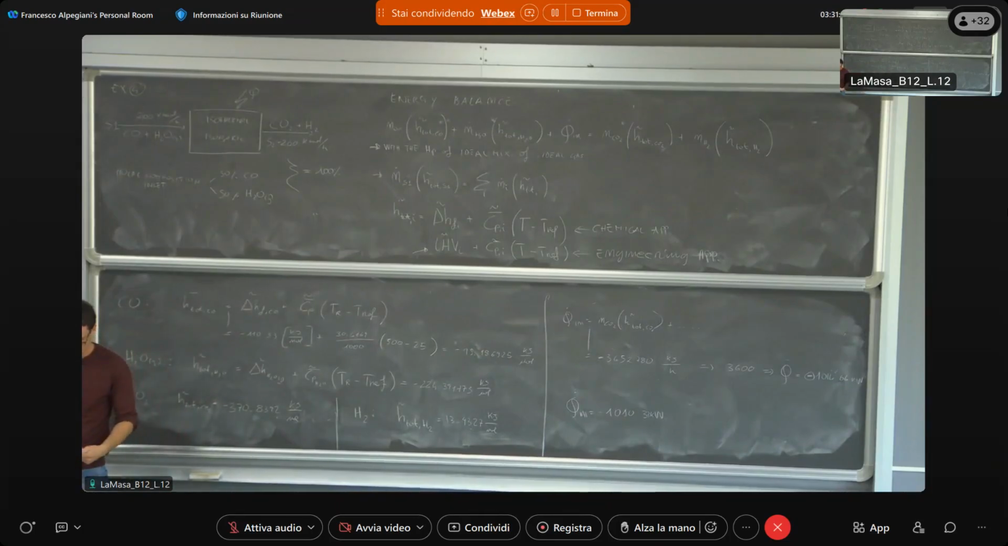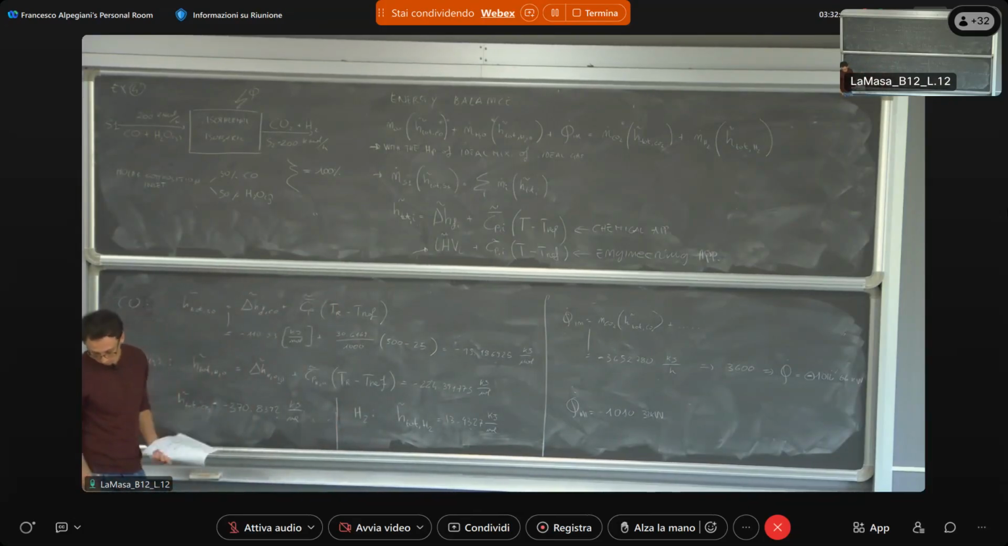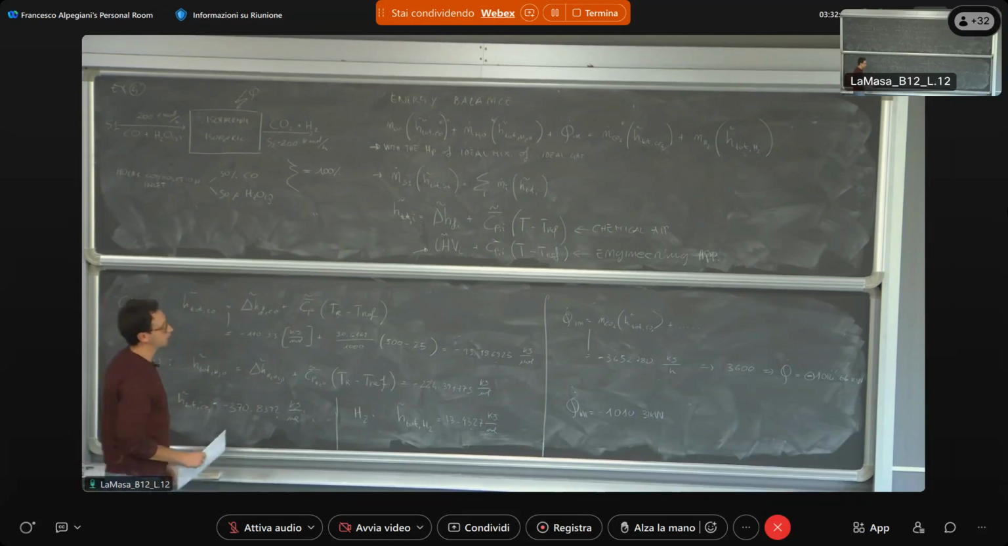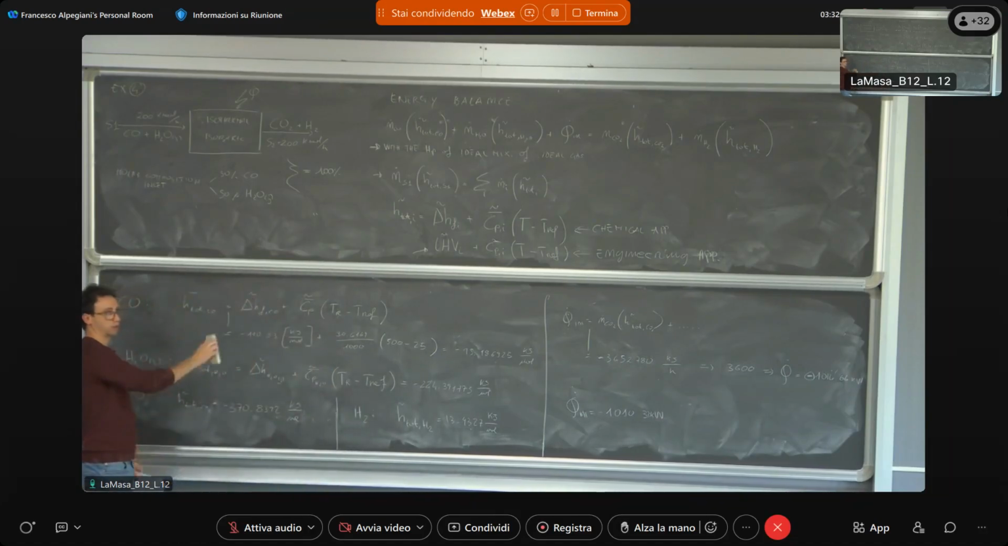Then you have to do essentially the same for the case in which the conversion of the CO is lower, equal to 85%. So, without writing everything again, can I withdraw this part? No? Okay.